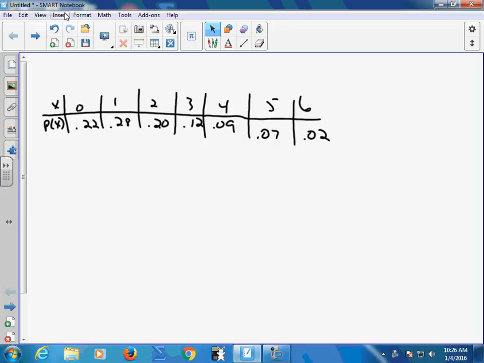What has to be present to make this a probability distribution? They have to add up to 1. Good. The sum of all probabilities has to be 1. And what else? What about the probabilities themselves? They can't be greater than 1. All probabilities have to fall between 0 and 1.